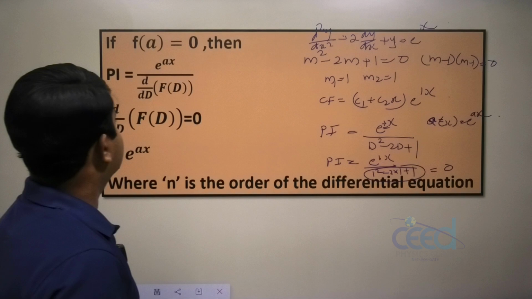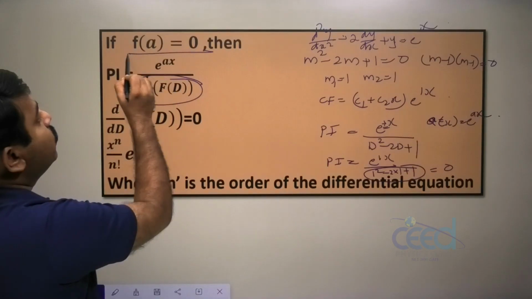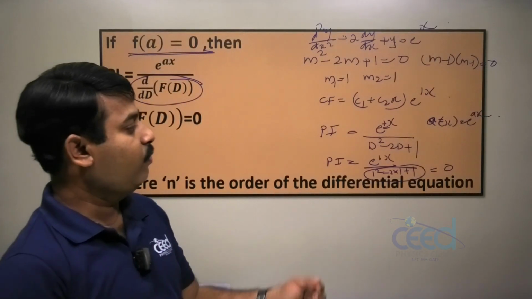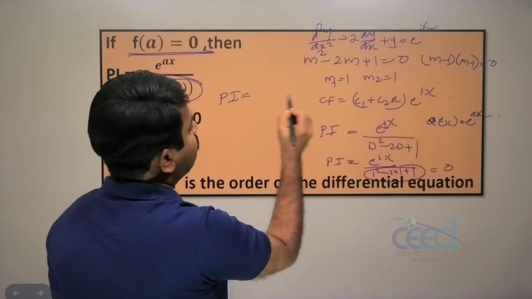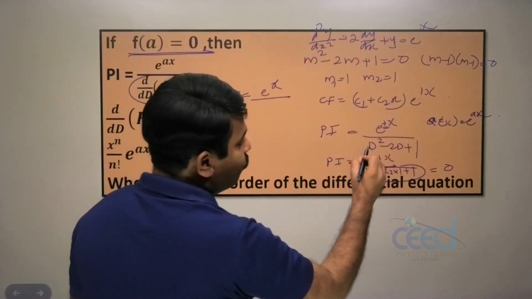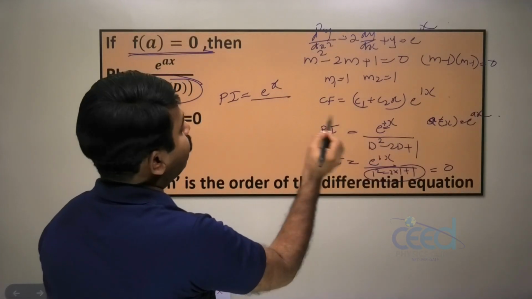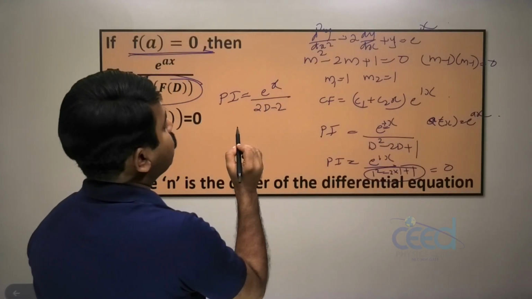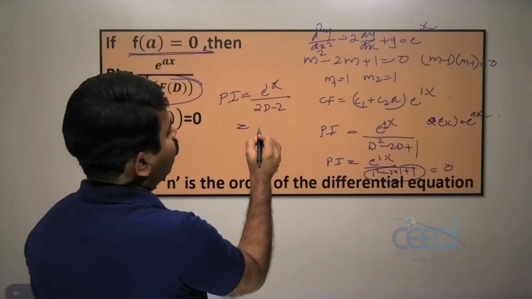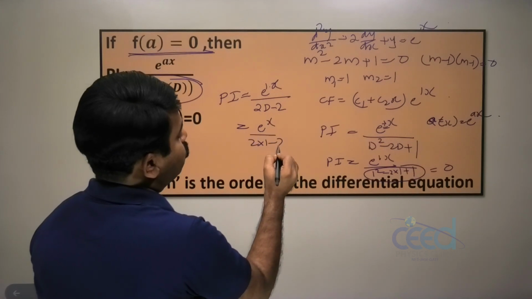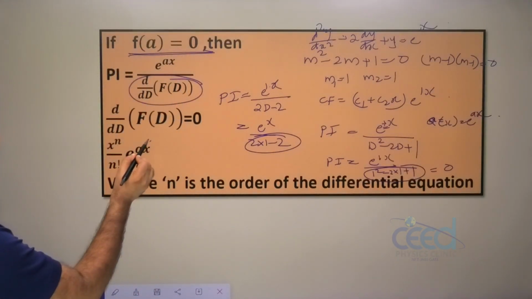In such a case, if f of a is equal to 0, then you take the differential of the denominator. The particular integral is equal to e raised to x divided by the differential of this, that means 2D minus 2. Then you put 1 again. Then 2 into 1 minus 2, again the denominator is 0. What do you have to do at that time?